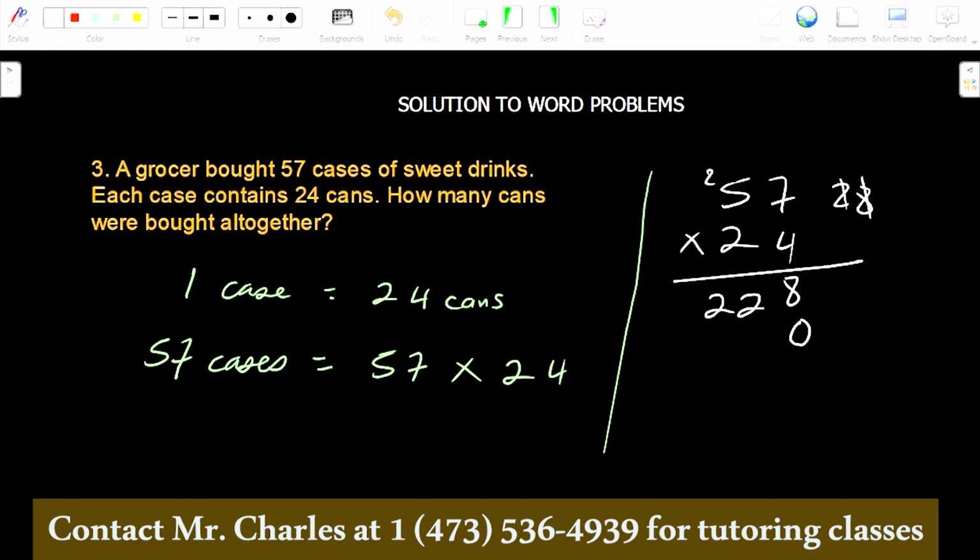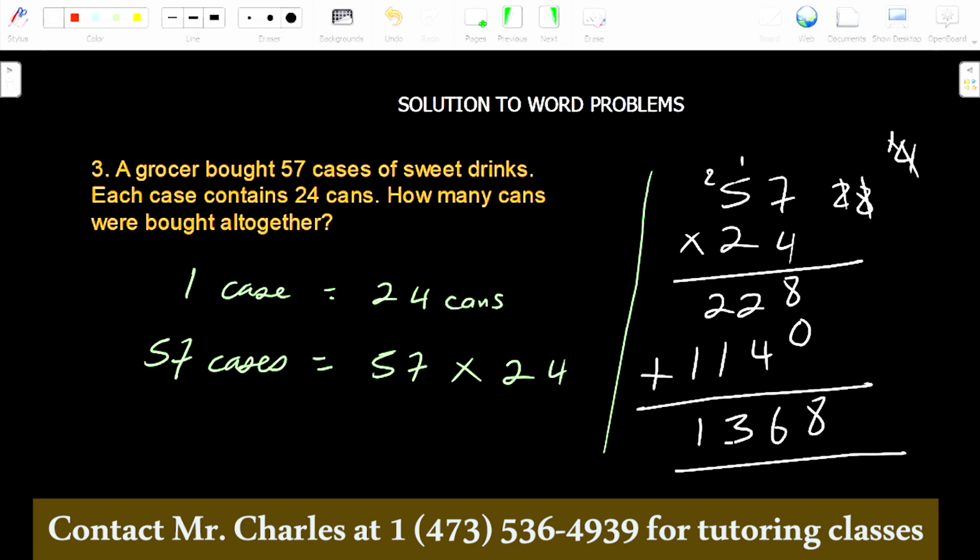2 7s are 14. Alright, cross the 4, put it there, cross the 1, put it over the 5. 2 5s are 10, and 1 is 11. Then add all that together: 8 and 0 is 8, 2 plus 4 is 6, 2 plus 1 is 3, and then 1. You bring down the 1.